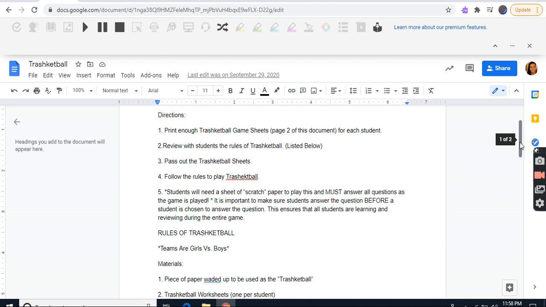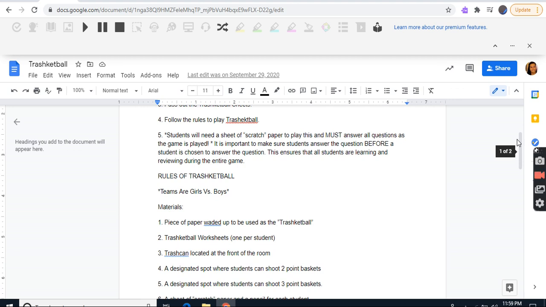Follow the rules to play trash ball. Students will need a sheet of scratch paper to play this. They must answer all the questions as the game is played. It is important to make sure the students answer the question before one is chosen to answer it. This ensures that all students are learning and reviewing for the entire game.